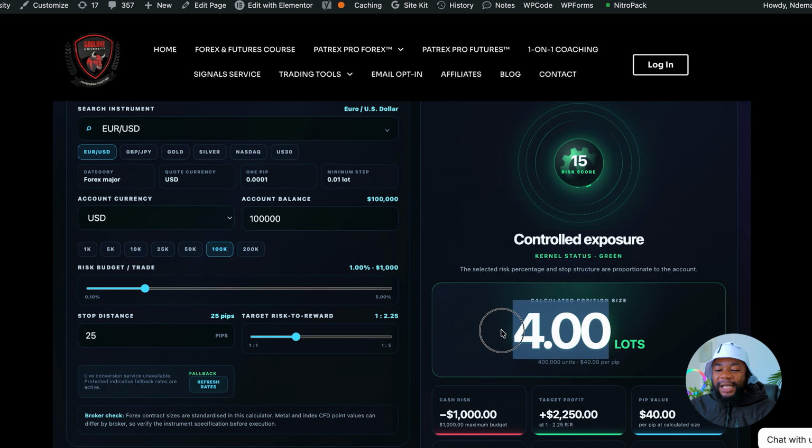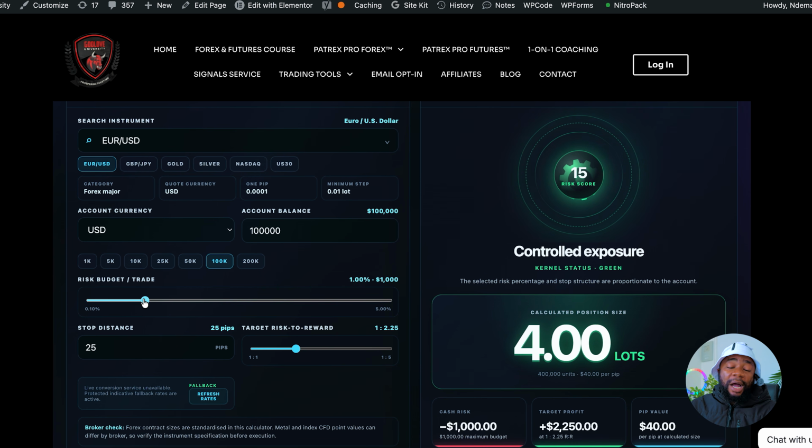It means the lot size you can use on a $100,000 account, risking 25 pips on that particular trade, is 4 lots. And with these 4 lots, you can see the amount at risk is $1,000, which is 1%. This has to correspond with the percentage of the account you are risking.